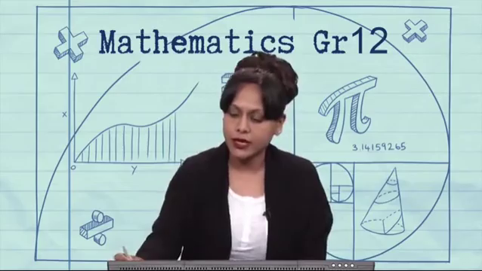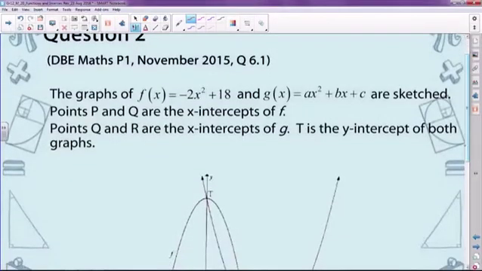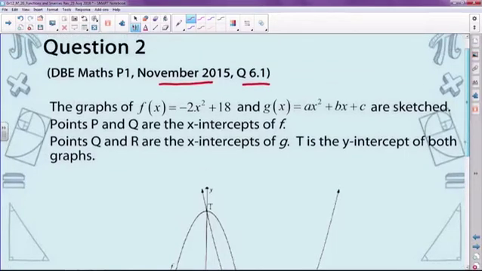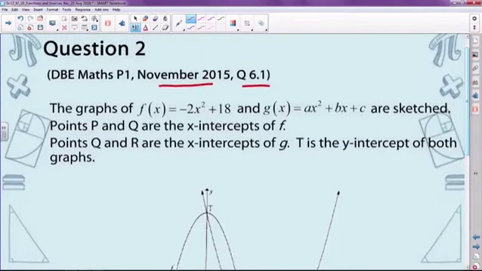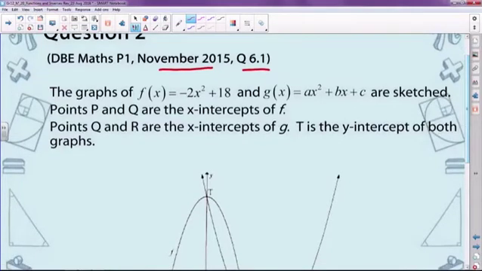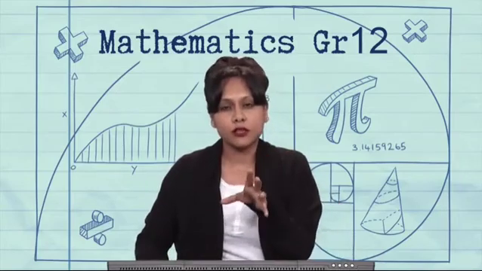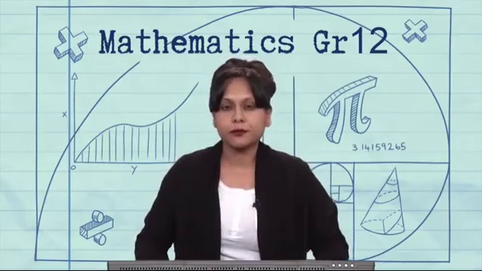Our next question for today comes from the DBE Maths Paper 1, November 2015, question 6.1. Again, I'm going to give you some time to familiarize yourself with the question on the screen. Think about how you would approach it. If you have a past paper exam booklet, or access to a computer, you can find this question paper online and see the memo for yourselves. Otherwise, just follow along with us. I'm only going to give you 2 minutes to have a look at this question, and then we will go through it.